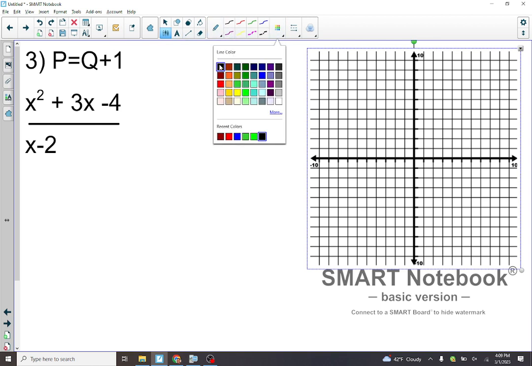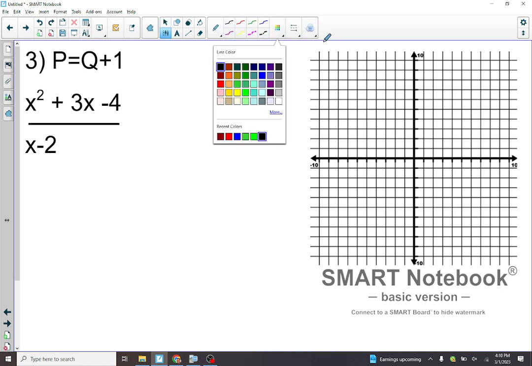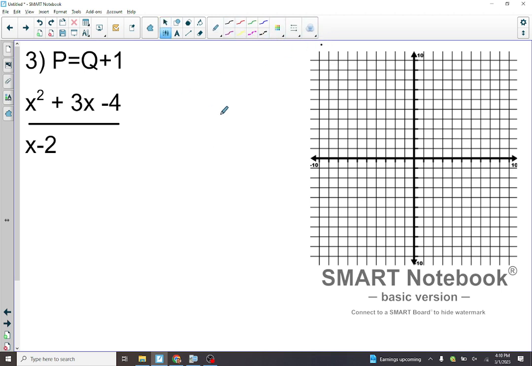Last one. Is this an essay? P is one more bigger than Q. Any homework for this? I could post some homework. I'll post some review that's not required.